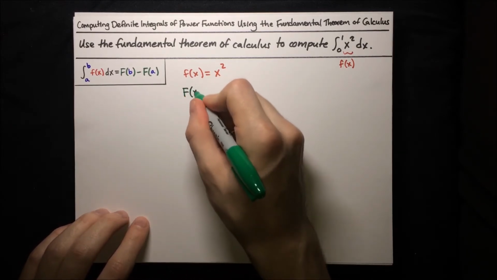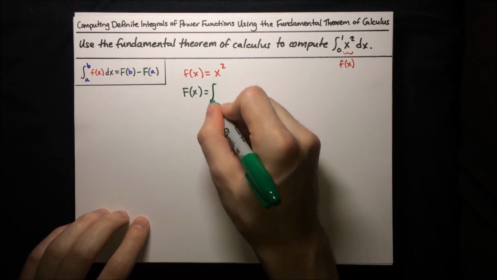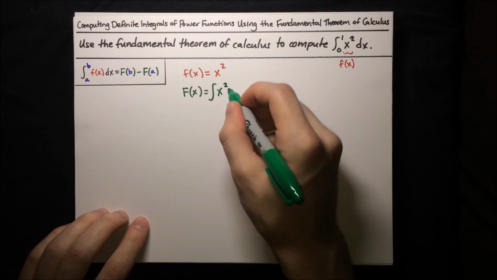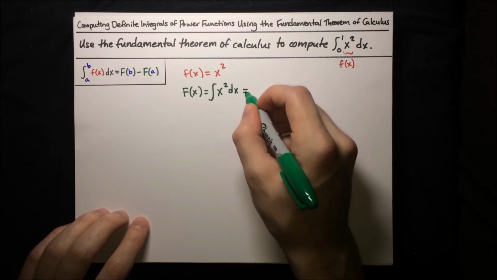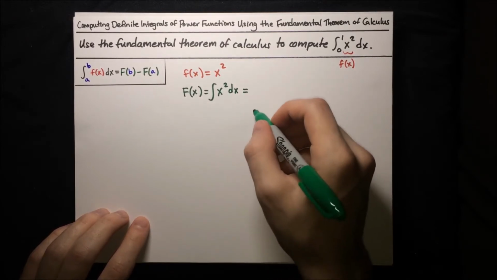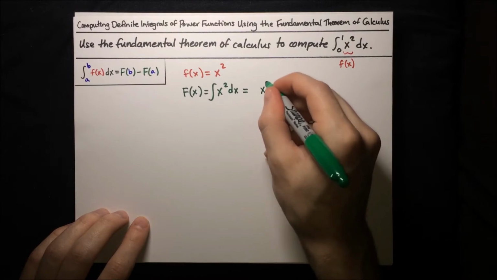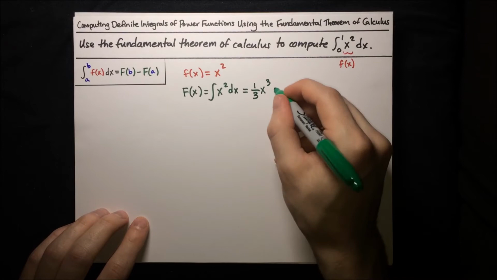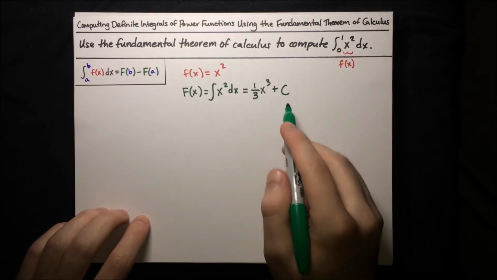Capital F of x is the antiderivative of f of x, so the antiderivative of x squared dx, and we know how to compute that antiderivative using the power rule. That's just the exponent increases to 3 and then divide by 3. So 1/3 x cubed, then plus some arbitrary constant.